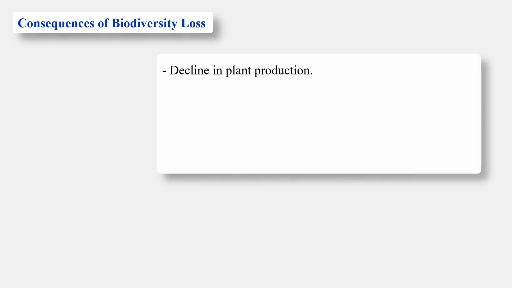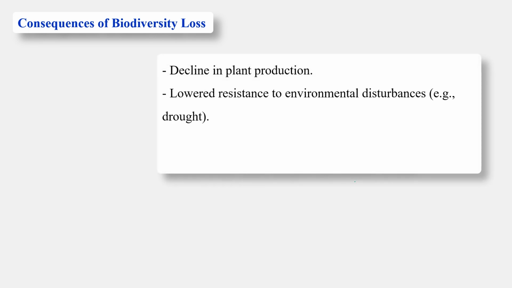Okay, so let's see what the consequences of biodiversity loss are. First, if biodiversity loss occurs, it will decline plant production. If plants are not there, then resistance to various kinds of environmental stress and disturbance on the lithosphere, like drought and flood, is lowered. Plants mainly resist different types of drought conditions, flood conditions, and soil erosion.